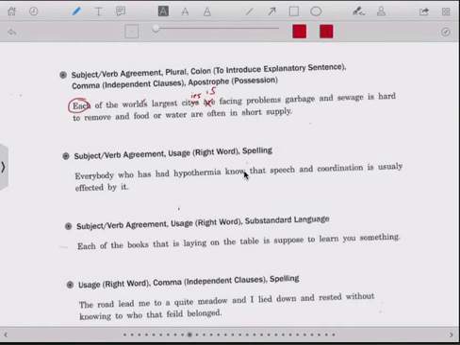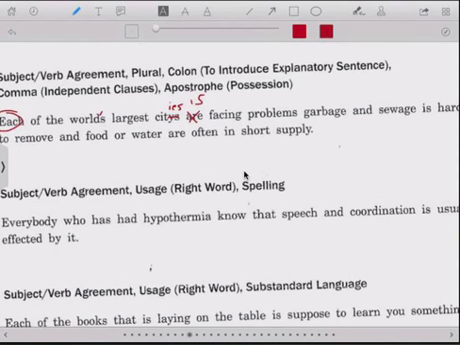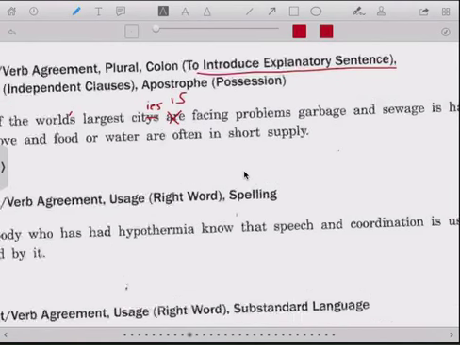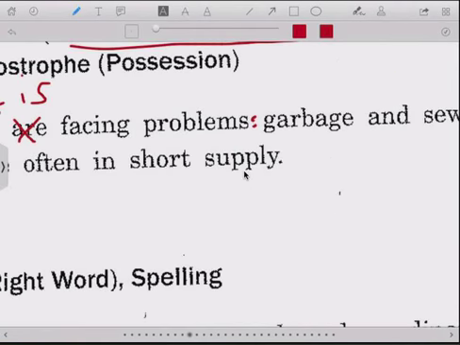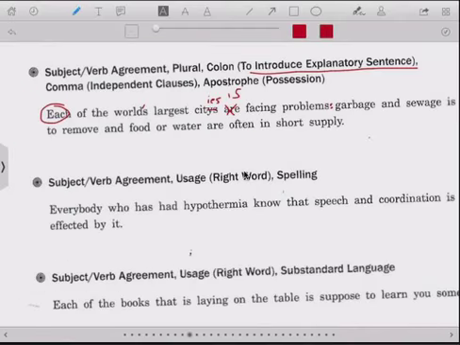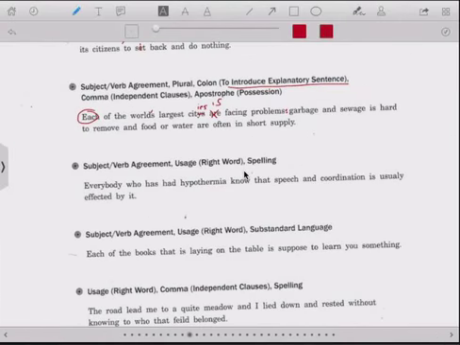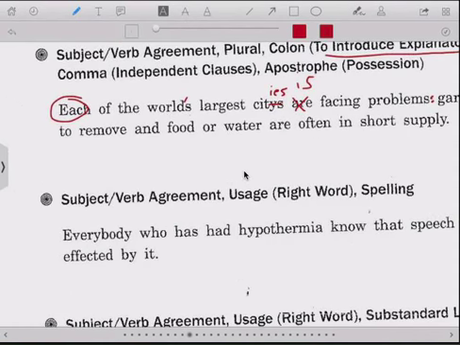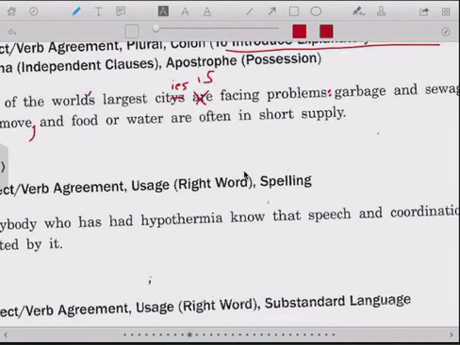Here is where we want the colon to introduce an explanatory sentence. What are the problems? We're going to list the problems. We need the colon. Garbage and sewage is hard to remove, and food or water are often in short supply. Two things here. First of all, a comma before the "and" because we're combining sentences, and "food or water," one or the other, so it's going to be "is," since it's singular.